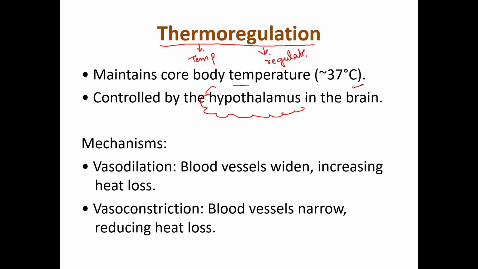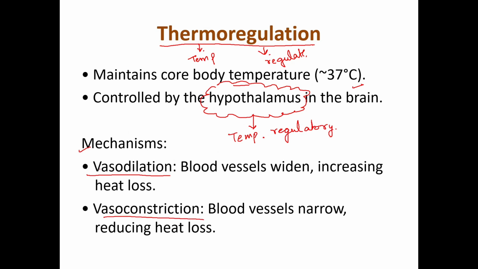It's a very important question: which part of the brain controls the temperature? That is the hypothalamus. It's the temperature regulatory organ, the temperature regulatory portion of the body. So we have two mechanisms. First is vasodilation, second is vasoconstriction.